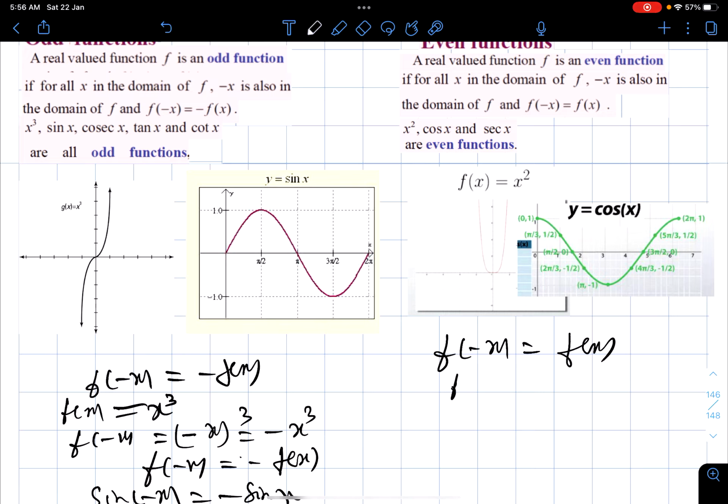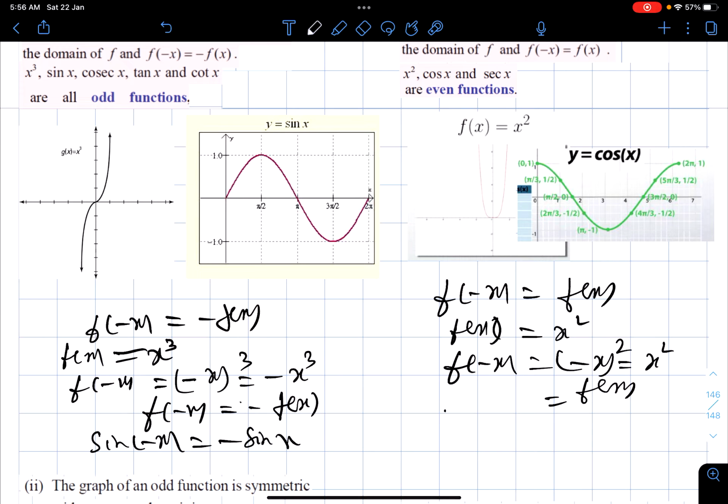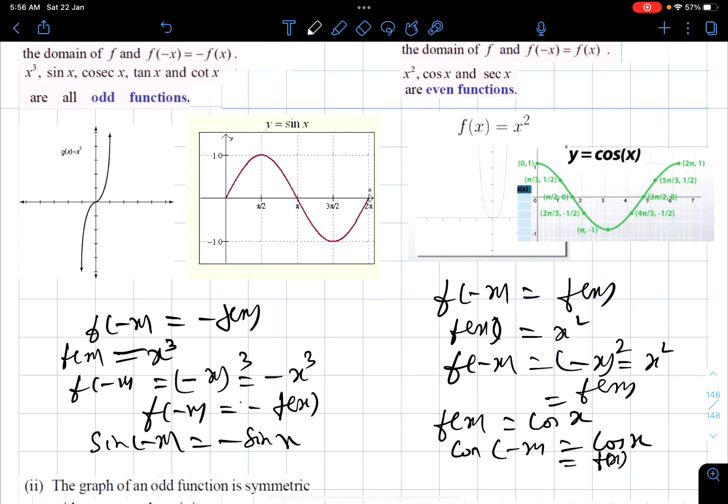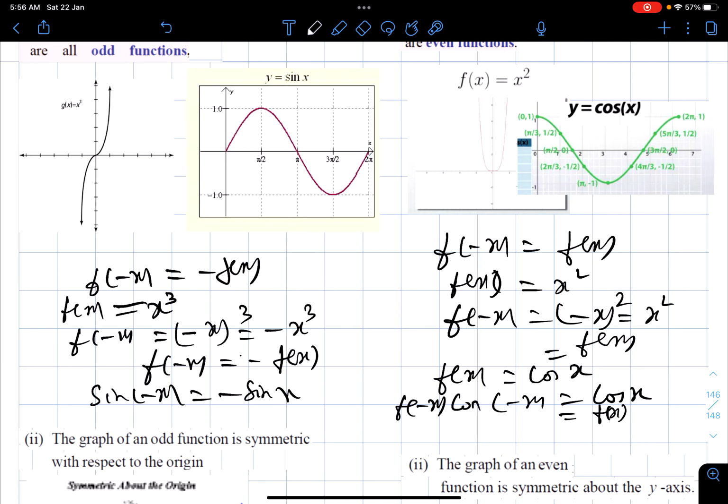When you take f of x equal to x square, f of minus x equals minus x the whole square; again you will get x square, which is equal to f of x. Similarly for cos x, f of x equal to cos x. So cos of minus x is equal to cos x only. So this is again going to be f of x, and this is f of minus x. Okay. So in the 11th standard you have seen that sin of minus x is minus sin x and cos of minus x is cos x.